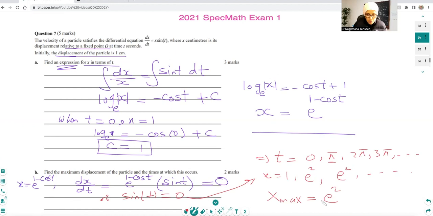Sorry, I think I just messed it up a little bit. I think 3 pi is okay. When t is equal to 2 pi, that gives you cos 2 pi is 1, so 1 minus 1 is 0, e to the power 0 is 1. So that gives you 1. I forgot to write the 1. So e squared would be the maximum value of x, the displacement.